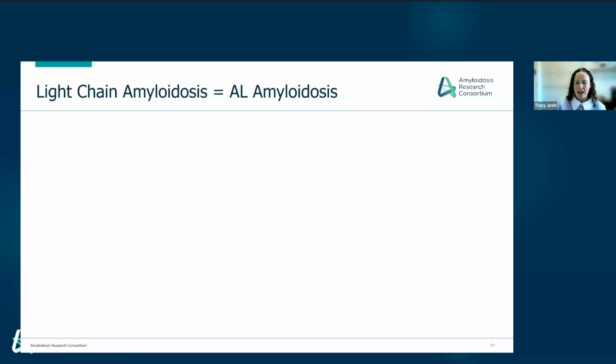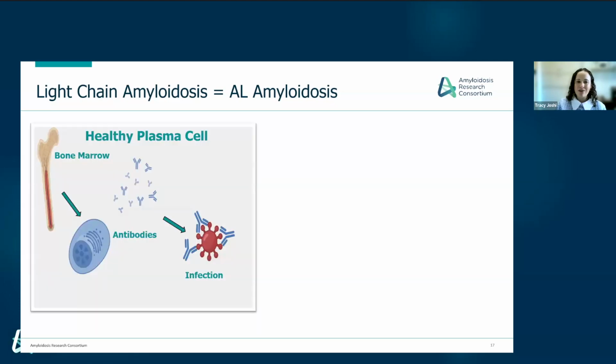To understand AL amyloidosis, let's start by breaking down what the name means. AL stands for amyloid light chain, referring to the abnormal protein that causes this condition. Now let's think about this as a simple good versus bad protein story. Plasma cells live in the bone marrow and normally produce antibodies which help fight infections. These antibodies act like little tiny warriors attacking harmful invaders to keep us healthy.